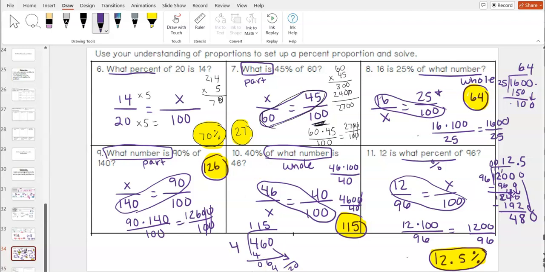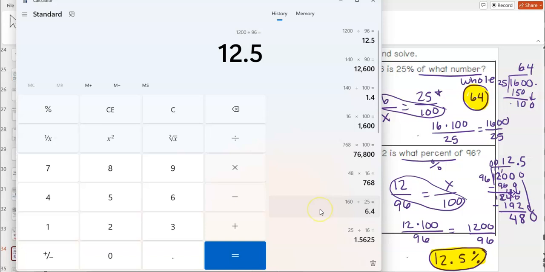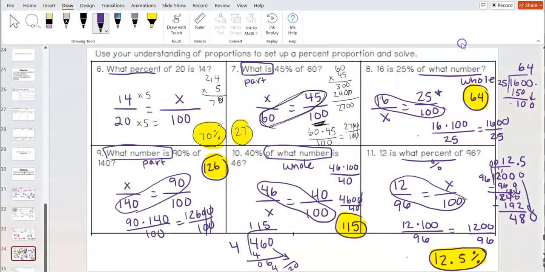You could do, on the calculator here, 60 divided by 100, which is 0.6, and then multiply by 0.6 here. But again, that just gets a little tricky. So if you cross multiply and divide, then you're going to get your answer pretty easily. So you can see all of our answers here.